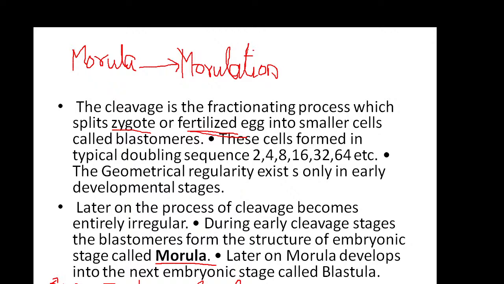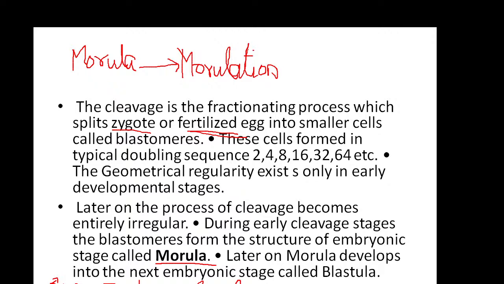Then morulation is of different types. In microlecithal eggs, the cleavage results in the formation of a mass of cells called blastomeres.